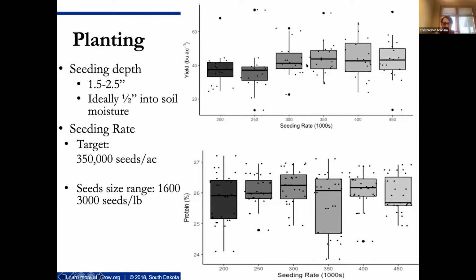Probably not a big difference around 300,000, but at those lower rates, anywhere from 5 to 10 bushels difference. It's not extremely responsive. I think we see higher responses in wheat, for example. But still, like I said, there is some yield increase. The other value that I think it adds, and where some of this yield comes from, is that higher populations typically compete a little bit better with weeds.